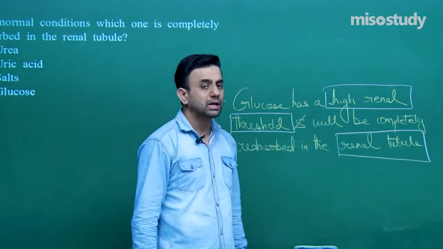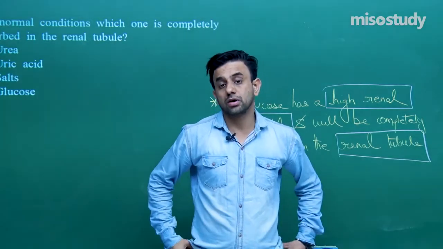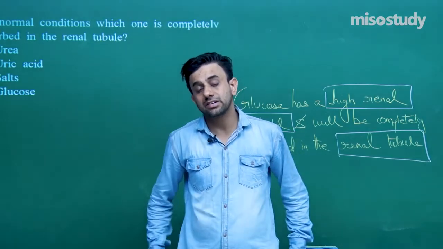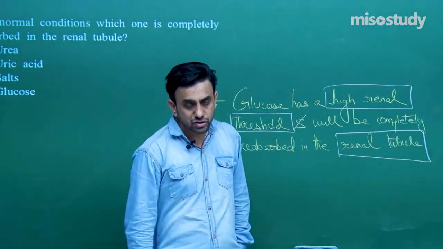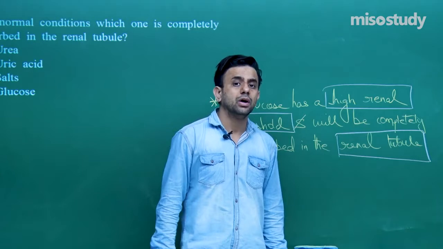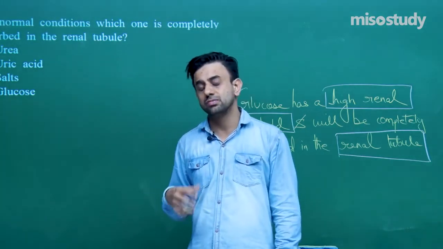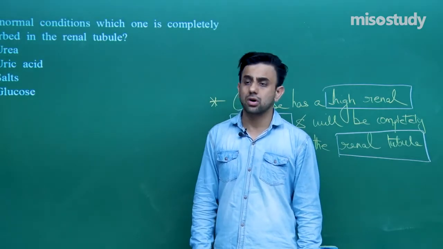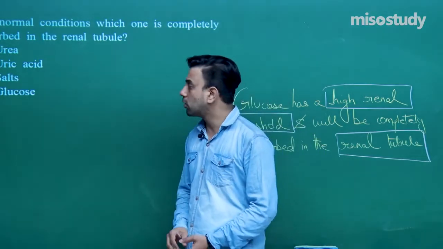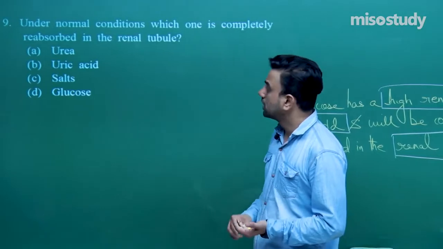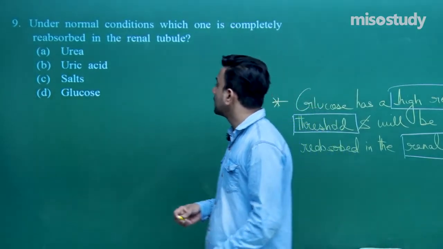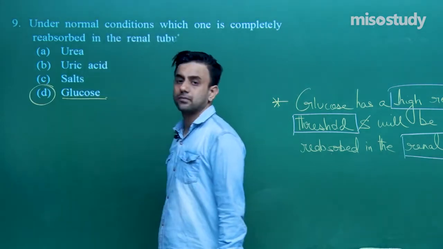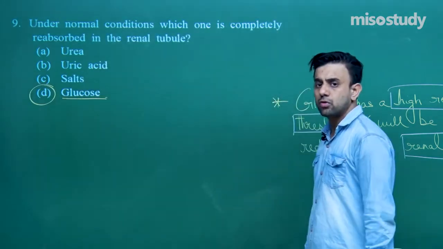Okay, they say that when the glucose increases by more than a concentration of 180 milligram per deciliter, then it starts appearing in the urine, and that condition is called glycosuria. So here what we say, under normal conditions, the one which is completely reabsorbed in the renal tubule is glucose. Okay, and now we move on to the next question.